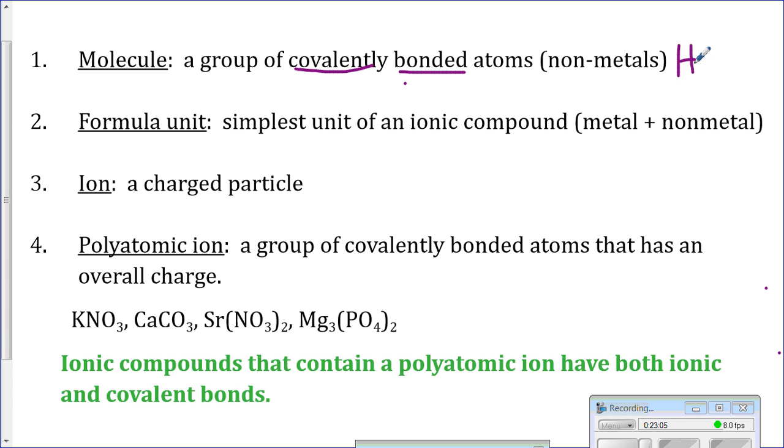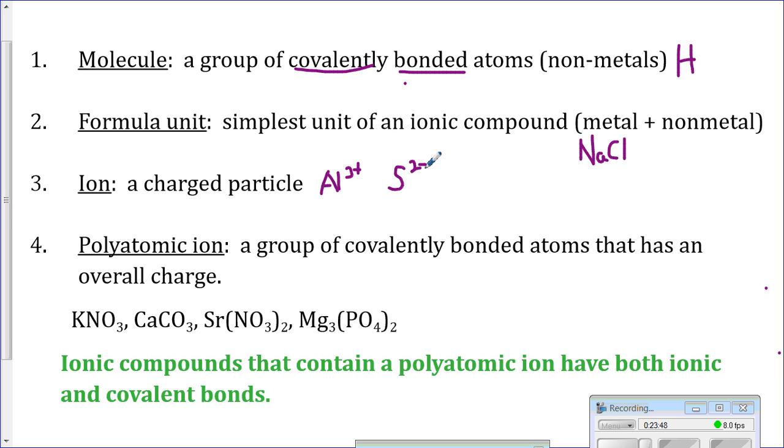A formula unit is the simplest unit of an ionic compound. So you're going to look for a metal and a non-metal. So your classic example, NaCl, one of those is a formula unit. Okay, formula unit is looking at bonds or attractions between metal ions and non-metal ions. An ion is a charged particle. So you could have like aluminum with a +3 charge, and that's an ion. Or you could have sulfur with a -2 charge, and that is an ion.